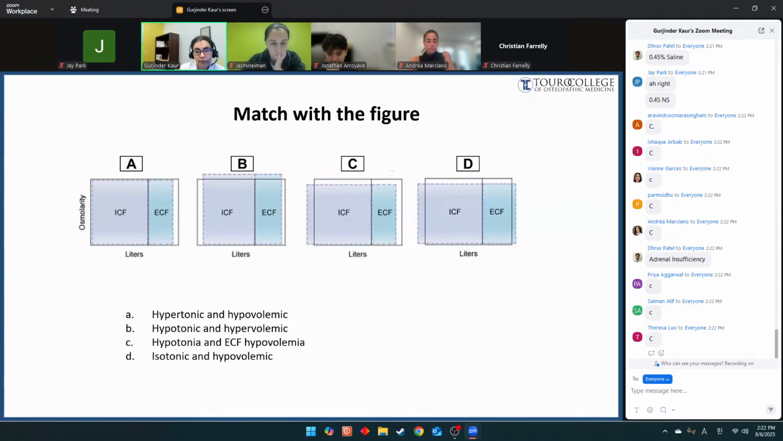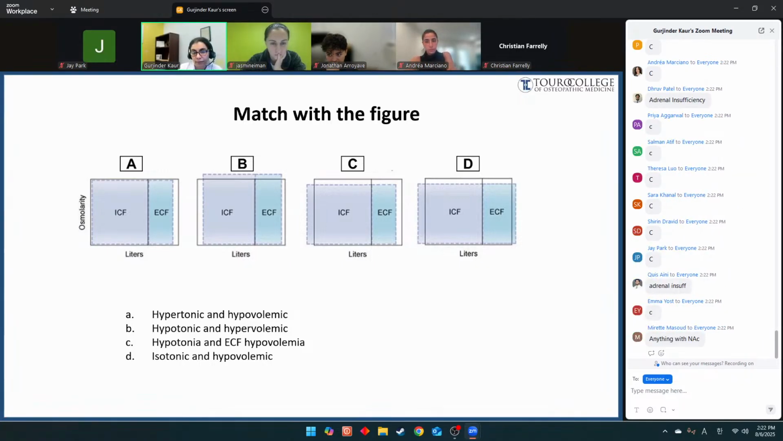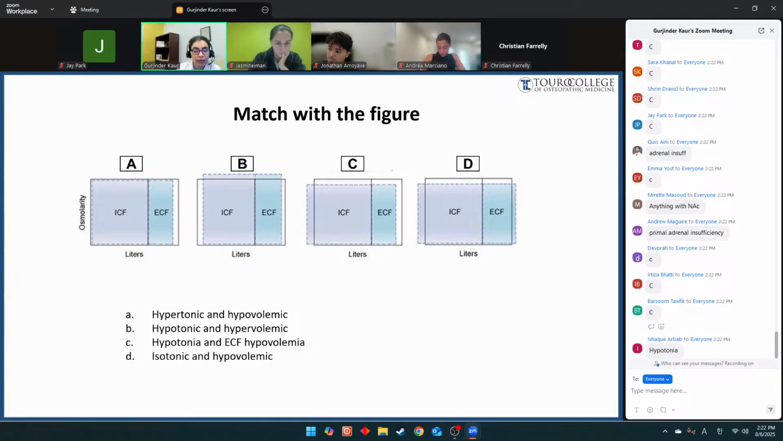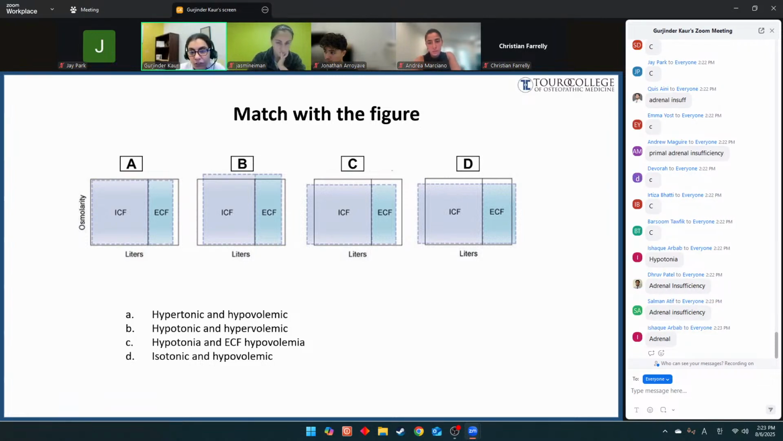C is hypotonia and ECF hypovolemia. Very nice, perfect. So what is this situation? What happened to the patient? Beautiful. The patient is having adrenal insufficiency. Can anyone explain what was happening here? Low aldosterone. Very nice, Andrew. So who will explain?